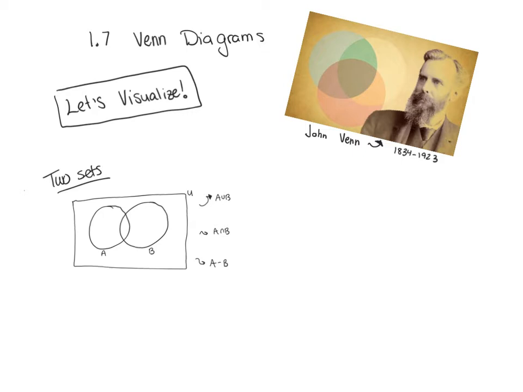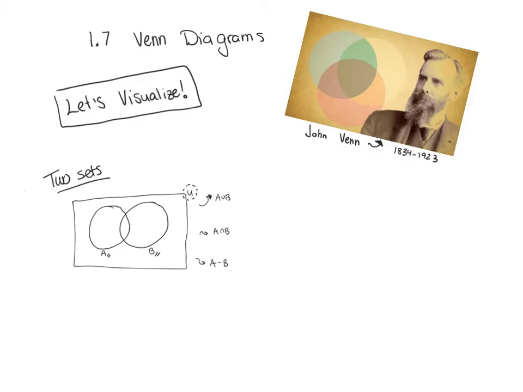If I have two sets, to draw the Venn diagram I'm just going to draw two overlapping circles. Each circle represents one of my sets, so I can label them A and B here. I also have the option to draw a box going around the outside, and that's going to represent my universal set U. So when we're dealing with complements, we might want to do that.